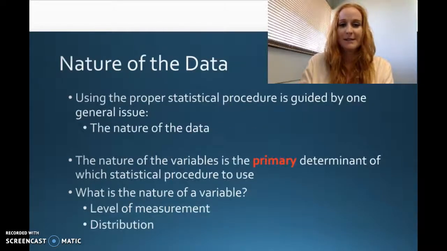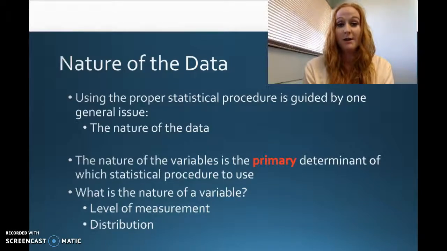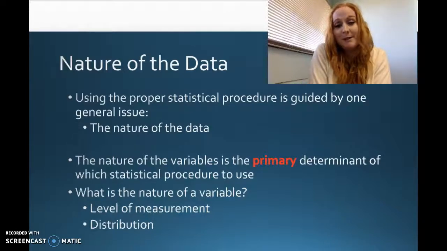Okay, so let's get into the nature of the data, okay? Using the proper statistical procedure or technique is guided by one issue, the nature of the data. You have to know what you're measuring. If you don't know what you're measuring, how can you analyze it? You can't. You can never analyze what you don't know. That's something my students would quote me from. Don't analyze what you don't know. I said, yeah, because you won't know what you're getting, what it means, and if you're right.